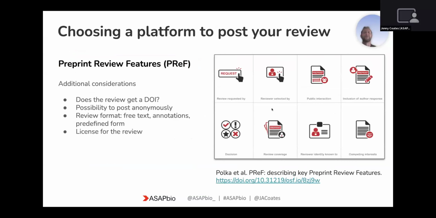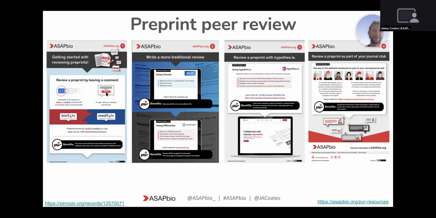So how do you choose a platform to post your review? ASAPbio, a little while ago, put together these features of a preprint review platform that you can look at to get an idea. You can read more here. I'm not going to focus on this at the moment because we have this slide instead, which gives you a bit more direction into where you can share your reviews. You can leave them as a comment. You can write traditional reviews. You can use really good tools that do inline commenting in the web browser. You can also do it as part of a journal club.